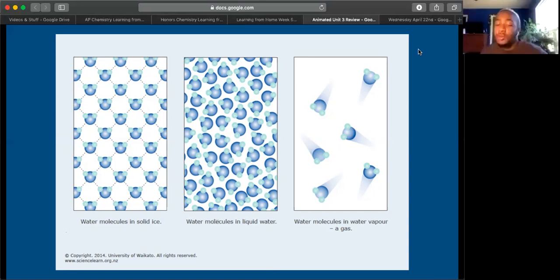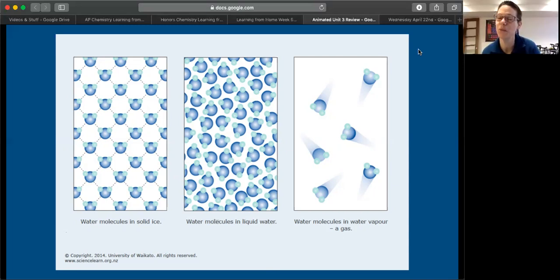So, liquid water is more dense. Yes, liquid water is more dense than solid water. This is an exception to the world of solids, liquids, and gases. For literally everything else, the solid is more densely, closely packed.